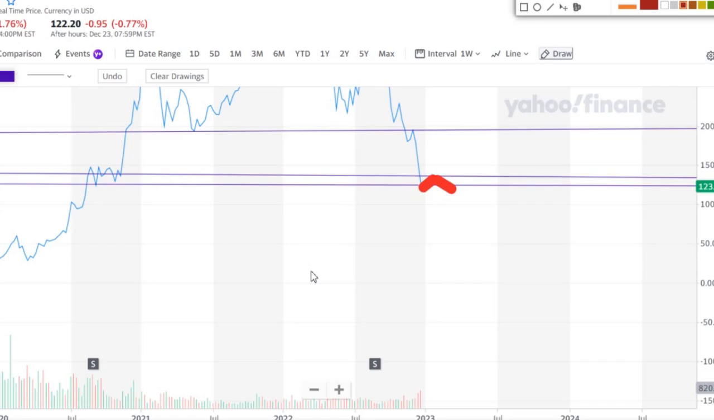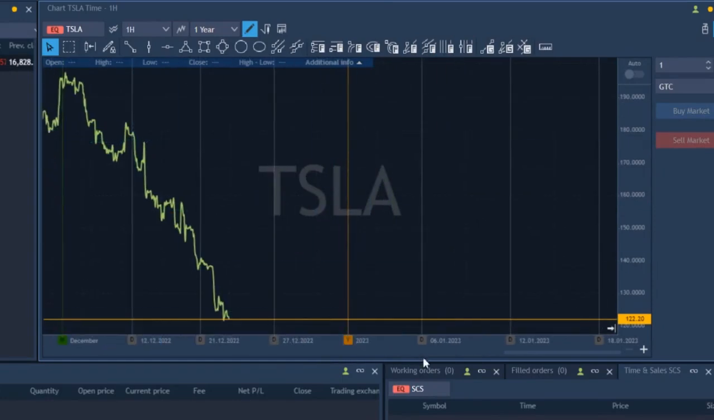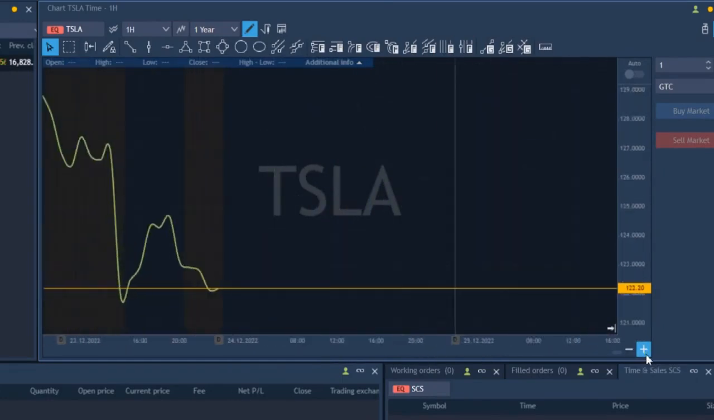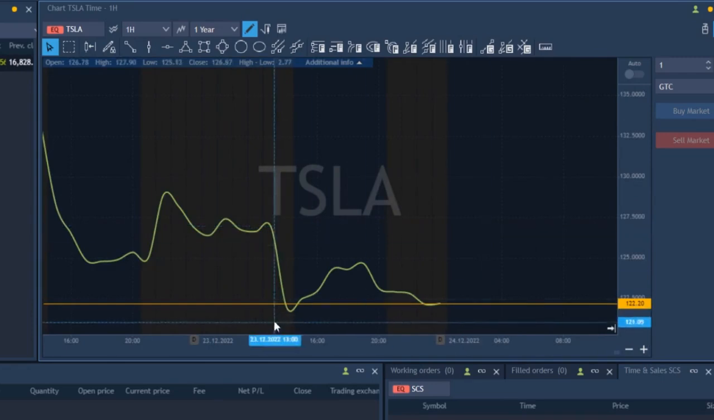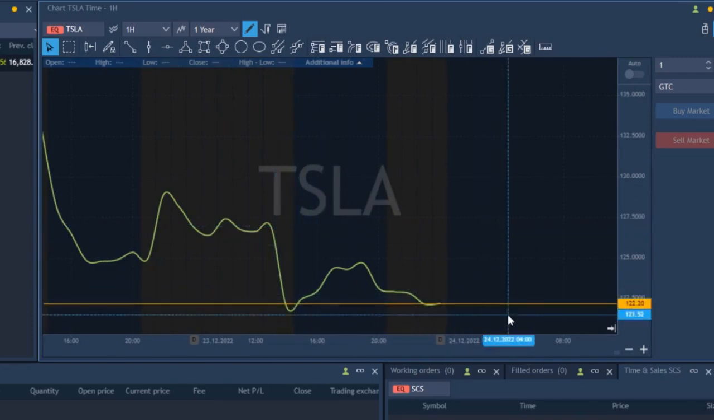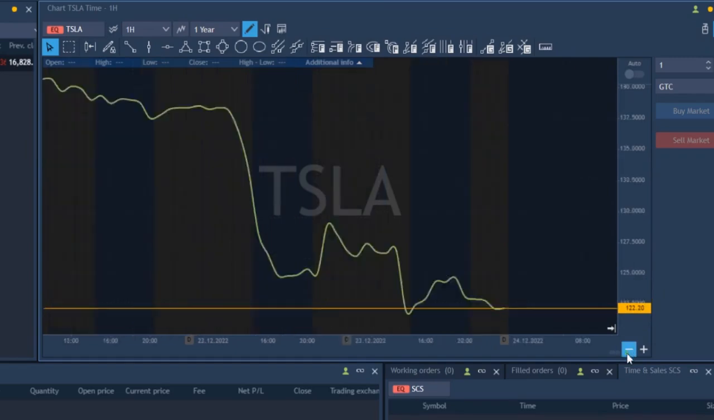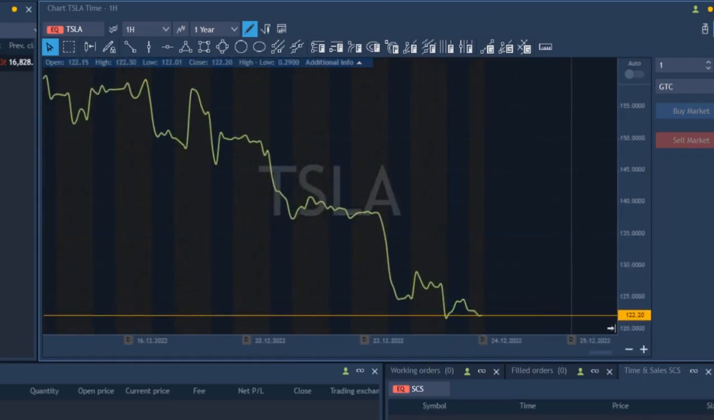Okay. Let's go right here. Okay, so what we've seen is the price is sitting at 122.20. What that means is I'm gonna have to put a buy position right here somewhere, okay, at this price, 122, 121, okay, or 120. I'm gonna have to put a buy position.